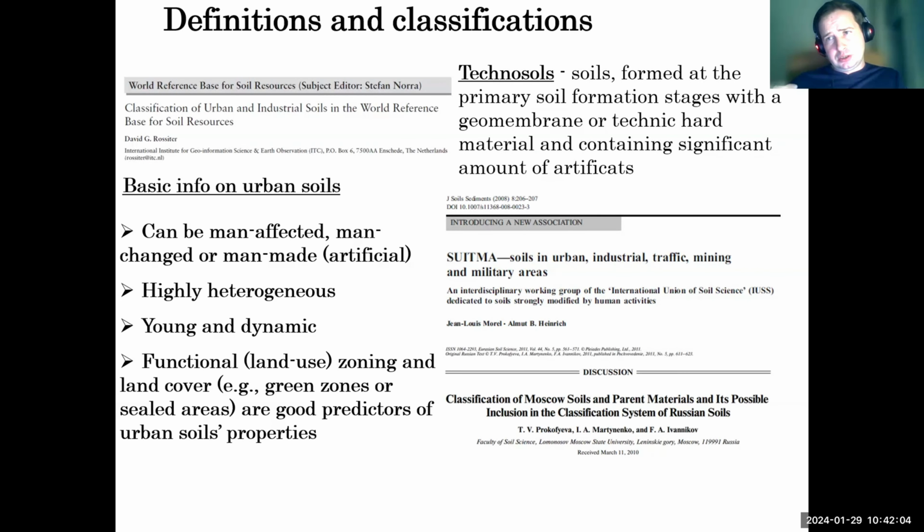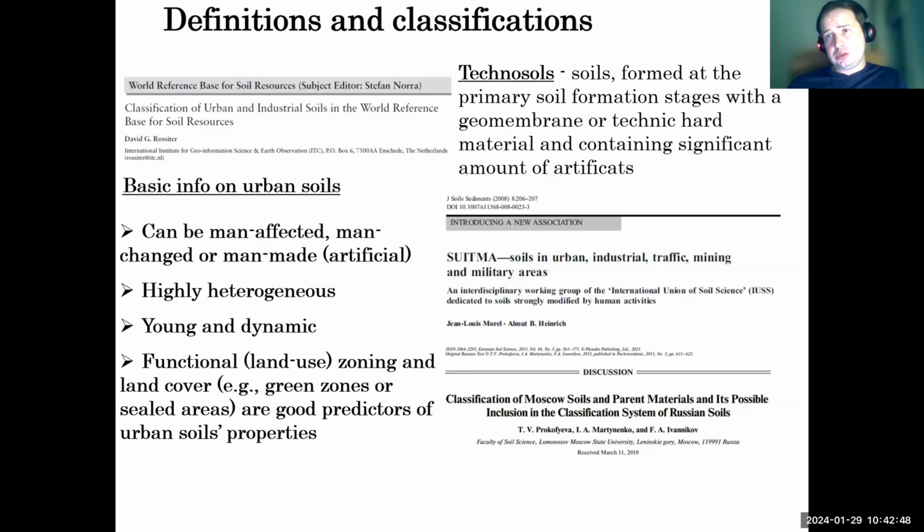If we talk about classification, which is internationally considered, then in the WRB, the World Reference Base, there are two definitions for anthropogenic soils: anthrosoils and technosoils. These are the RSGs, the reference soil groups, like huge groups of soils. There are in total 32 soil groups, so two of them are anthropogenically modified, let's say. Anthrosoils are more agricultural, and technosoils are described as soils formed at the primary soil formation stage with lots of artifacts, etc.